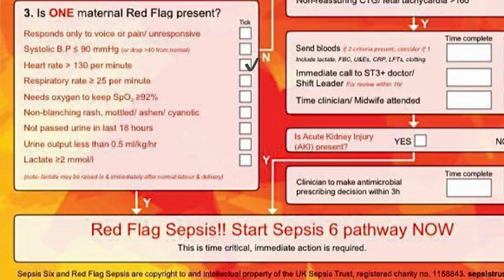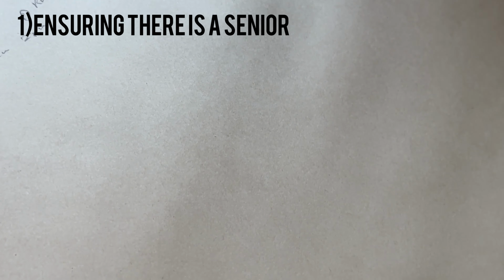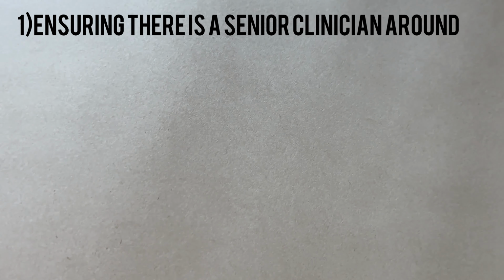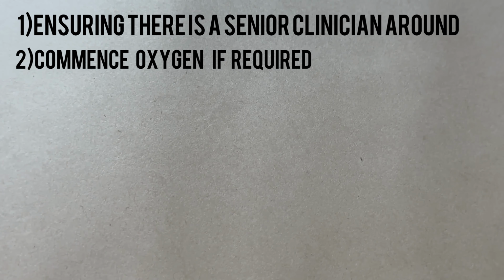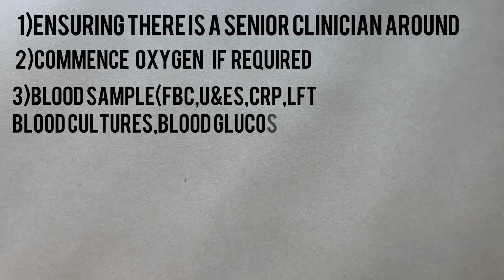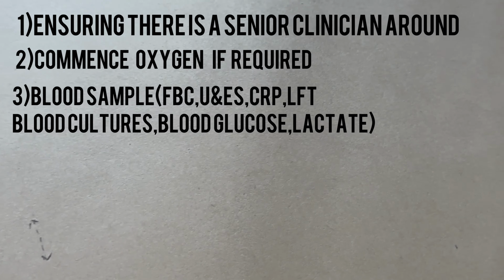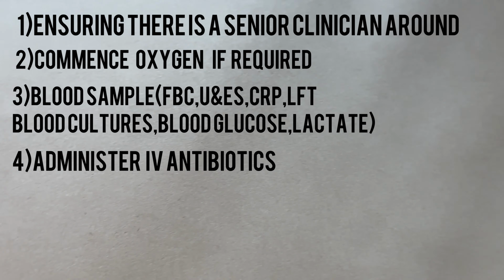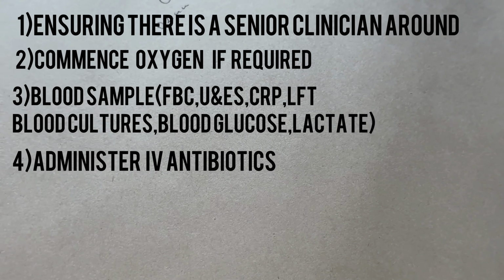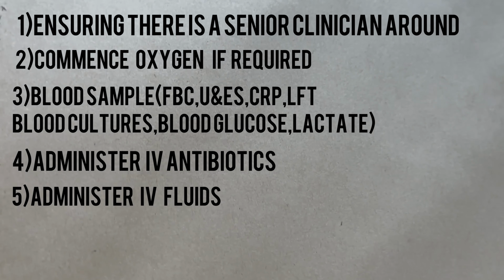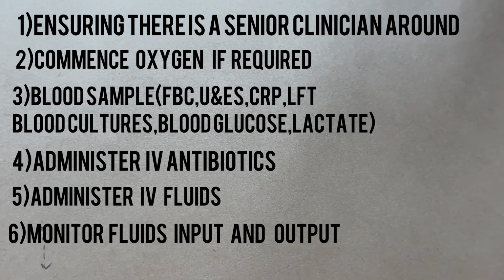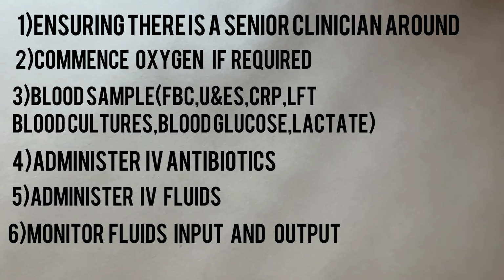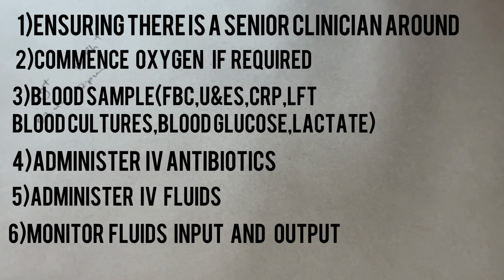And what are the 6 things that are involved in a sepsis 6? The first point is ensuring there is a senior clinician around. Second is commencing high flow oxygen. Third is taking blood sample. Fourth is administering intravenous antibiotics. Fifth is administering intravenous fluid. And the last one will be monitoring urine output, fluid input and output, primarily urine.